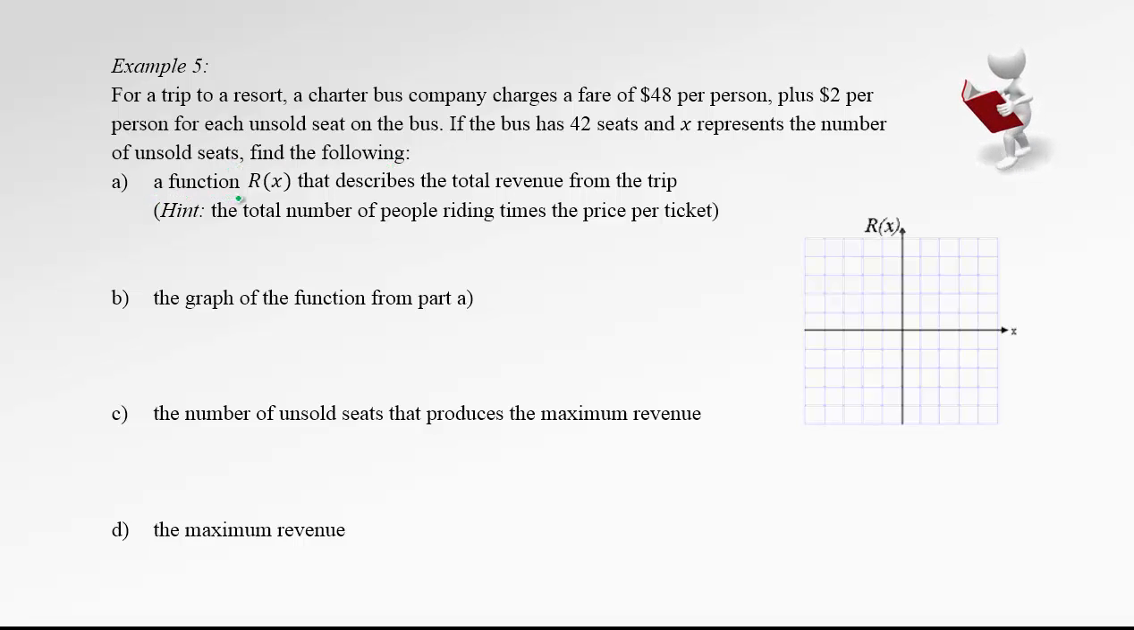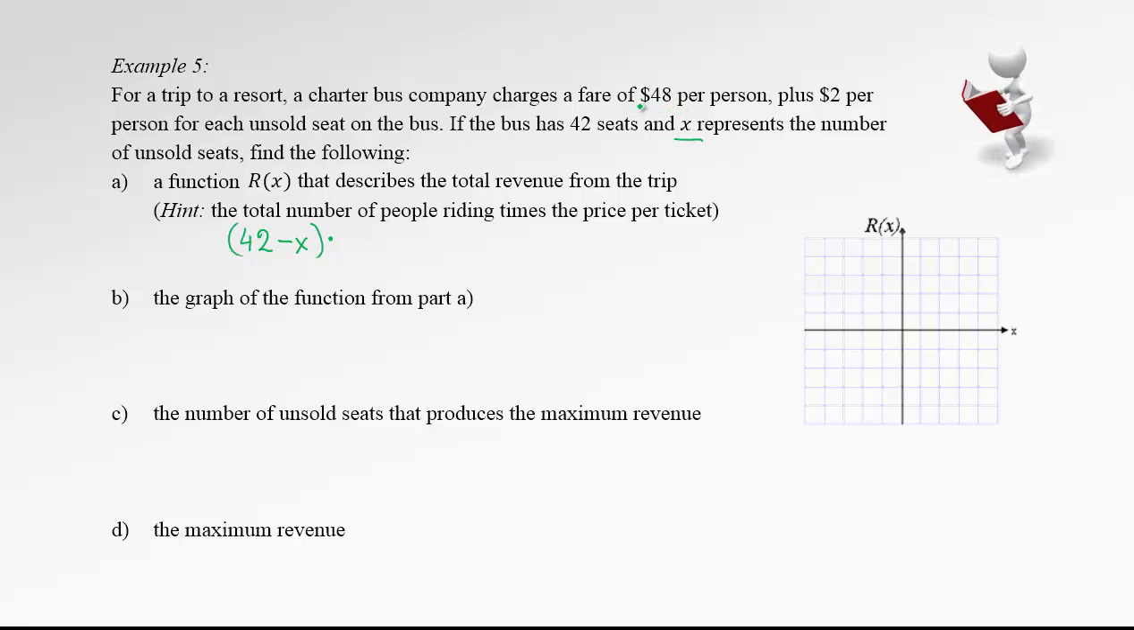First, we need to find the function R of x that describes the total revenue from the trip, and we know that revenue in this case will be the number of people going for the trip times the price per ticket. So what is the number of people that go for the trip if x tickets were not sold? Well, that's 42 because it's 42 available places and x were unsold. So 42 minus x, that's the number of people that actually went for the trip, right? And now we need to multiply this number of people by the price per ticket.